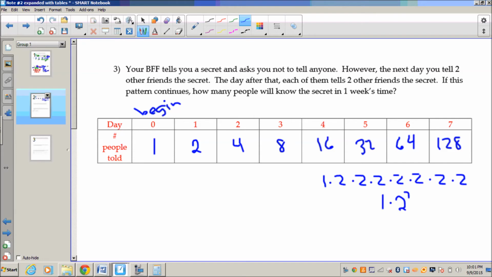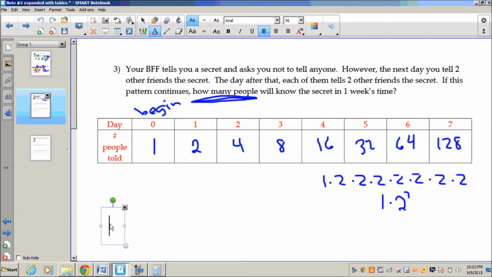Now remember, go back and reread the problem and see if we've actually answered the question. It says, if this pattern continues, how many people will know the secret in 1 week's time? So if you're really figuring out how many total people know the secret, it's not just 128 for the 7th day. It's asking you how many people will know the secret. Well, all of these people know the secret. So we're going to have to add up this whole total.